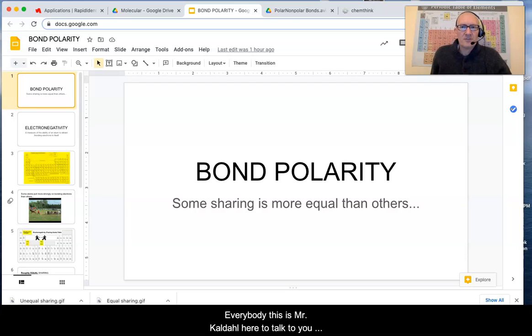Hey everybody, this is Mr. Caldwell here to talk to you about bond polarity. And bond polarity is really the next piece of our puzzle of learning as it relates to covalent molecular compounds. And in order to understand bond polarity, understand what poles are.